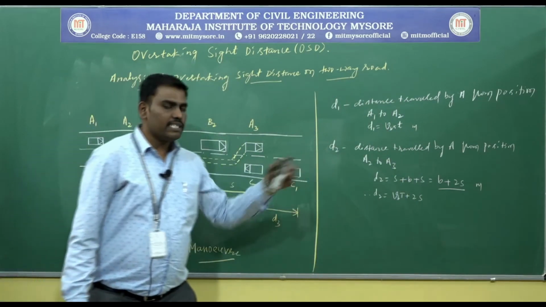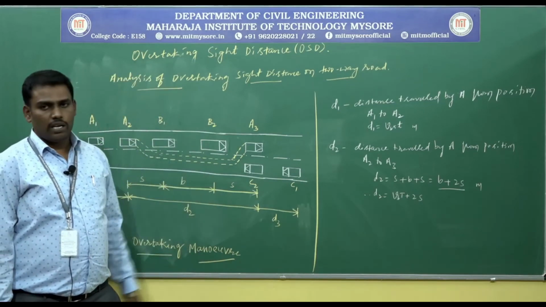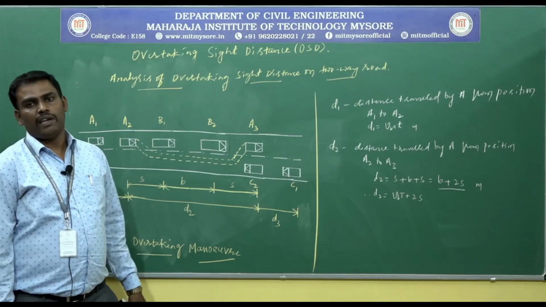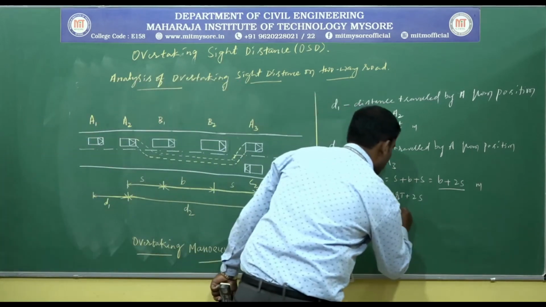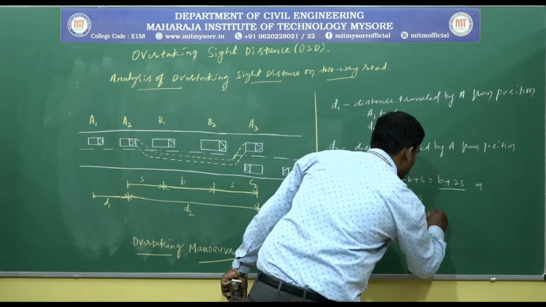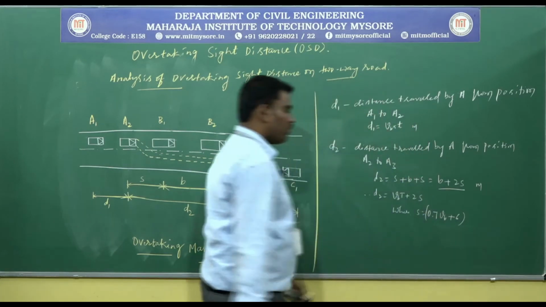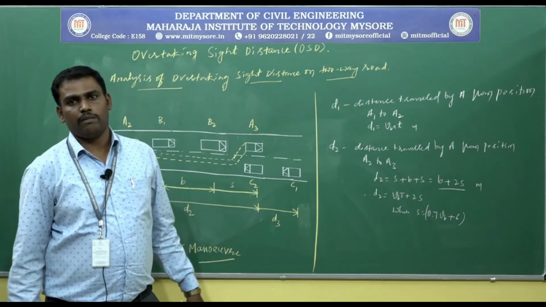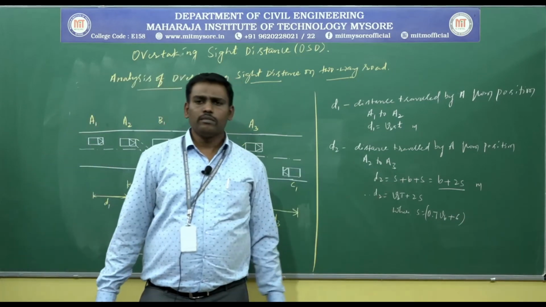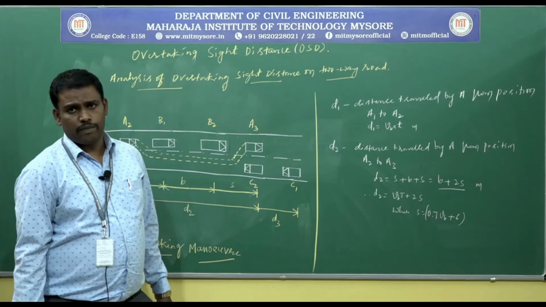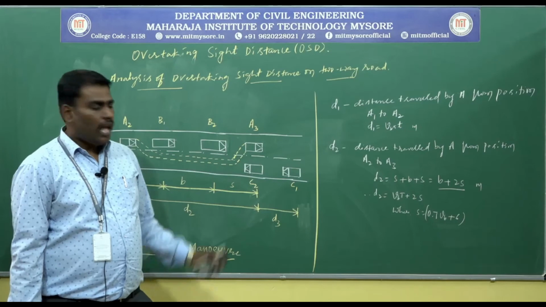Where S is the spacing between the overtaking vehicle and the overtaken vehicle, you can get it from the empirical formula, S is equal to 0.7 VB plus 6. It is an empirical formula, so we get the answer in meters, the spacing between the overtaking vehicle and the overtaken vehicle. And T is the overtaking time, the time taken for actual overtaking, in seconds. Is it clear?